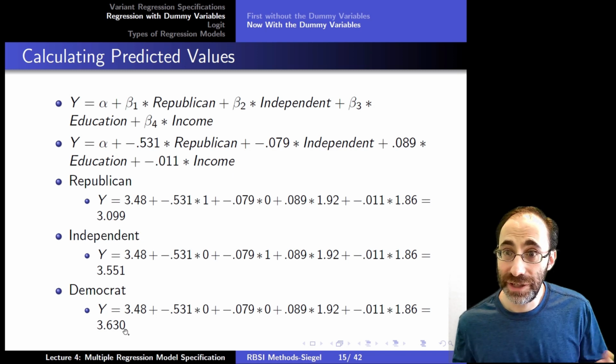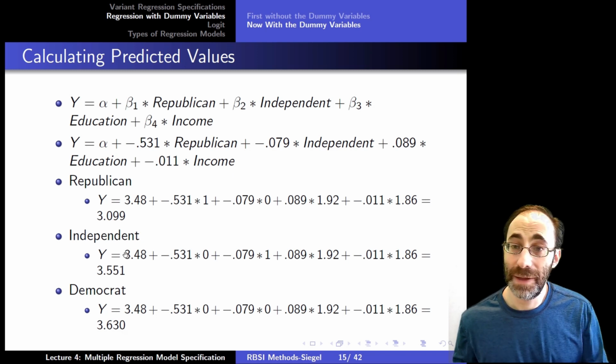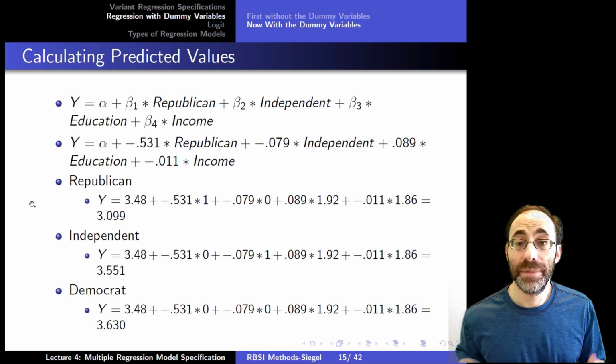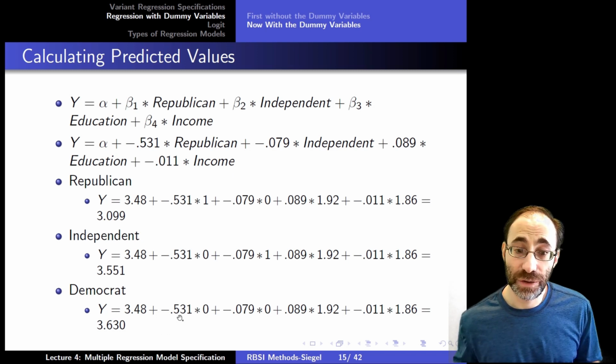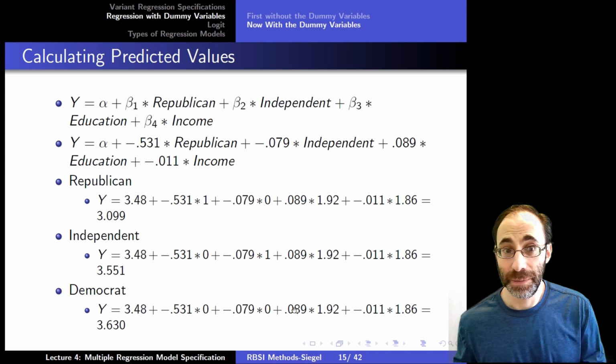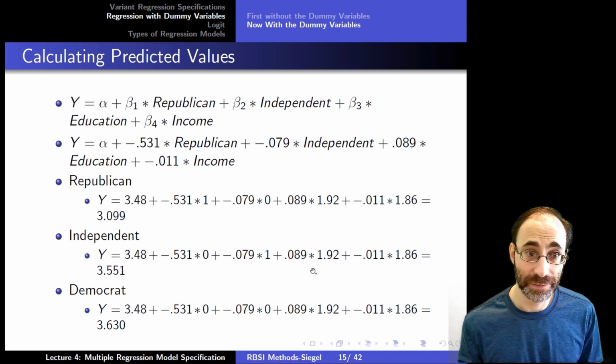So we can see why there's a difference between Republican and Democrat, but not independent and Democrat. The difference here is relatively small compared to the difference here. So that's how this works. Just be careful: if you want to predict values for the reference category, that would be zeros in all the existing dummy variables.